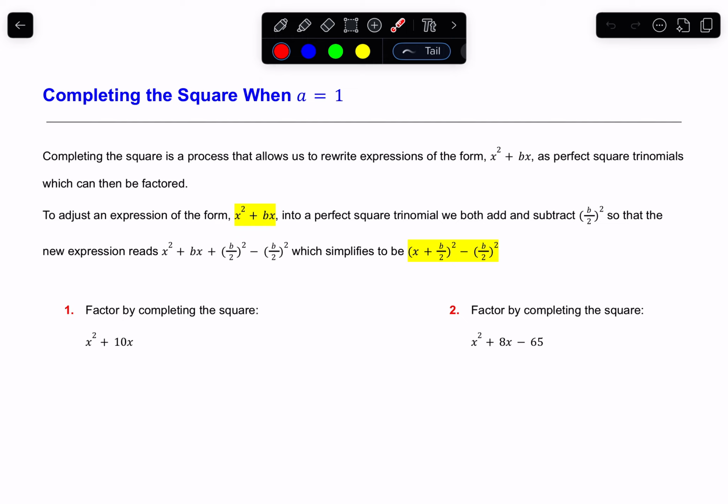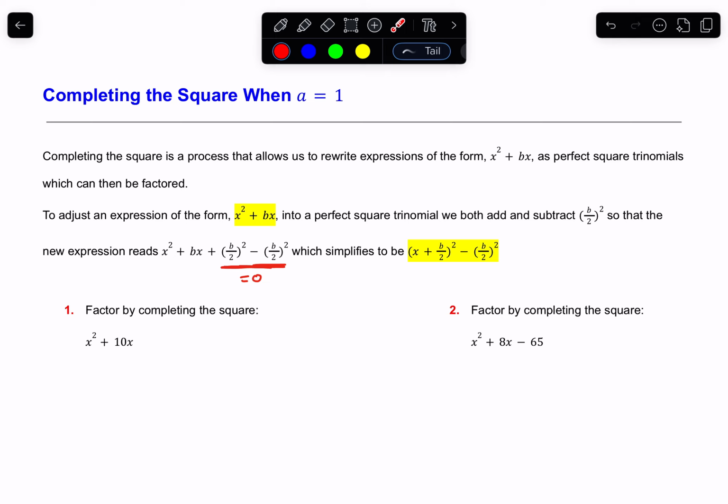So now why do we have to add and subtract it? Well, we want to have it equal the exact same value. So b over 2 squared minus b over 2 squared, this is equal to 0. So technically, by writing addition and subtraction of the same thing, I'm just adding 0 to x squared plus bx, which means I'm keeping it equivalent to what we started with.